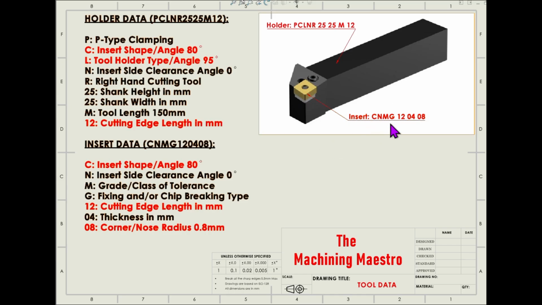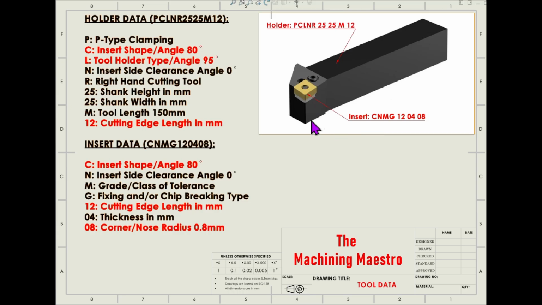Let's come to the insert data. C is the insert shape, again the insert angle, which is 80 degrees. N is the insert clearance angle, which I told you is 0 degrees. Then M is the grade or class of tolerance, meaning inserts are manufactured with some class of tolerances, and M is one of them. And Z is the type of fixing or the chip breaking type. Inserts are also manufactured with a kind of fixation and chip breaking style, and Z is one of them.